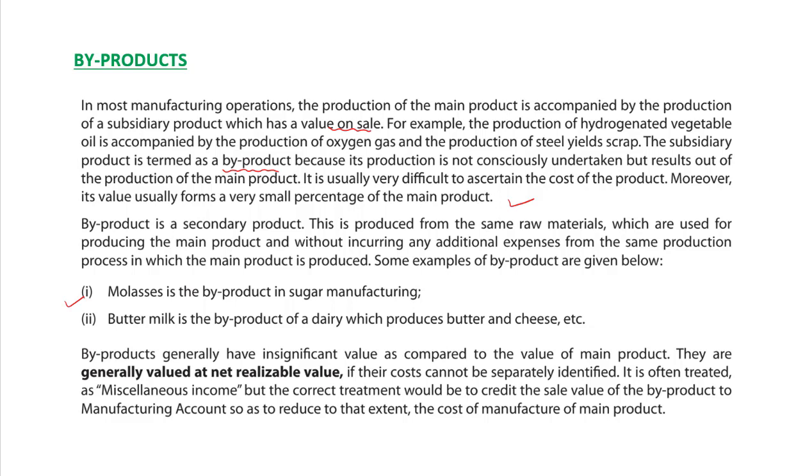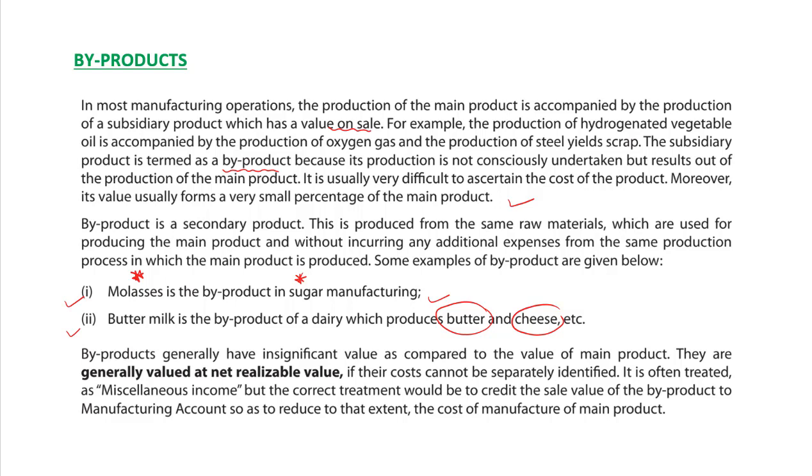First, molasses is the byproduct of sugar manufacturing. Sugar is the primary main product. Molasses is the byproduct which is produced automatically. Buttermilk is the byproduct of a dairy which produces butter and cheese. Butter and cheese are the main products. Buttermilk is the byproduct, but it also has a sellable value.